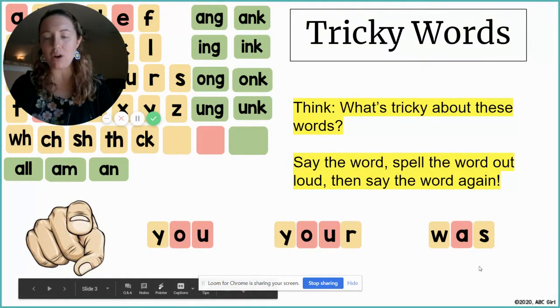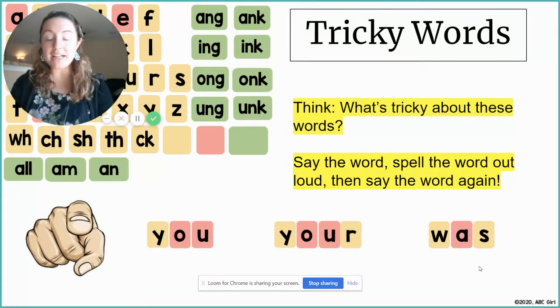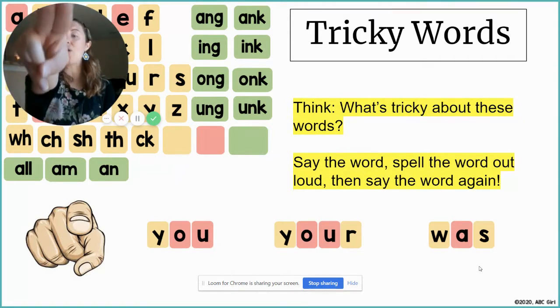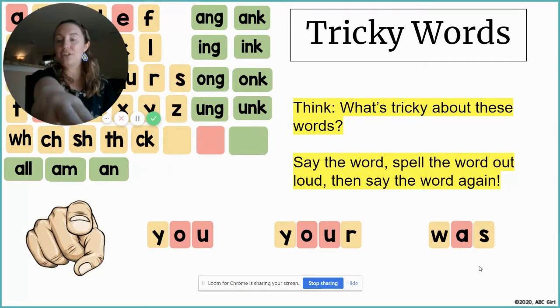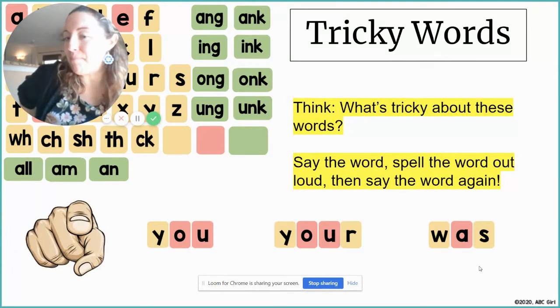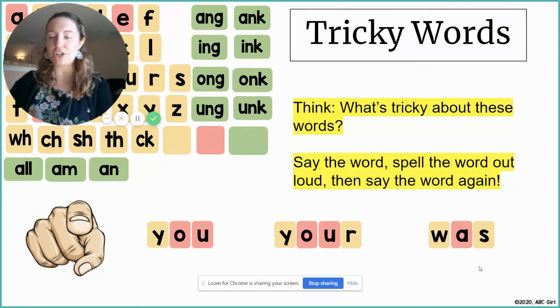What is this last trick word we have here? We have one more. What does that say? Was. You're right. It says the word was. Magic wand ready? Was. W-A-S. Was. Awesome. Go ahead and put your magic wands away. We don't need them anymore. We'll have them out for later.